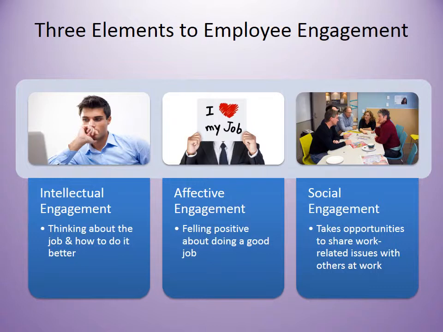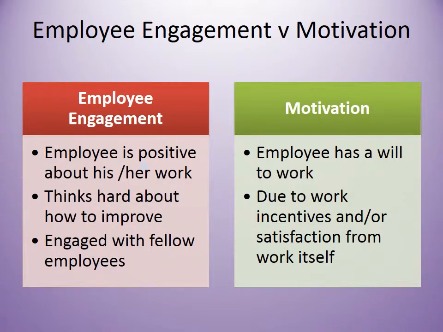So next we're looking at employee engagement. So there are 3 elements to it. So what we're looking at is intellectual engagement. So thinking about the job and how to do it better. Affective engagement, which is feeling positive about doing a good job. And then social engagement. So it takes opportunities to share work-related issues with others at work. So you've got intellectual, thinking about it. Affective, so feeling positive. And then social is how you interact with others around you.